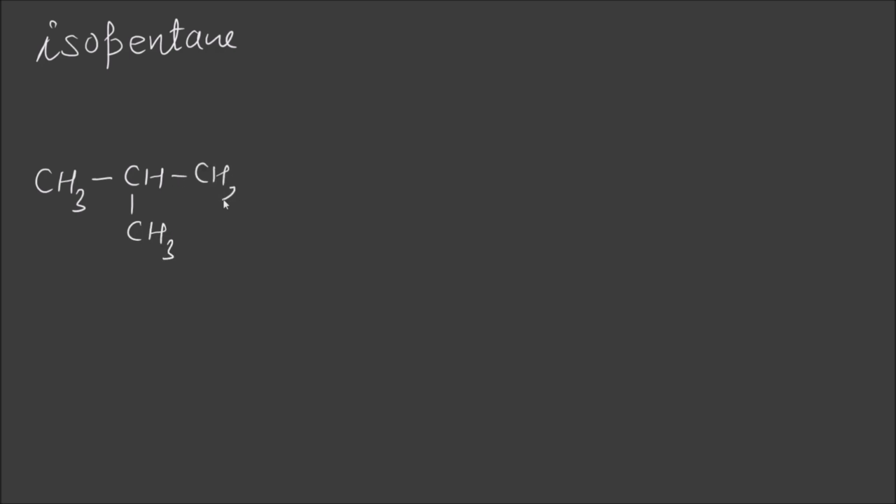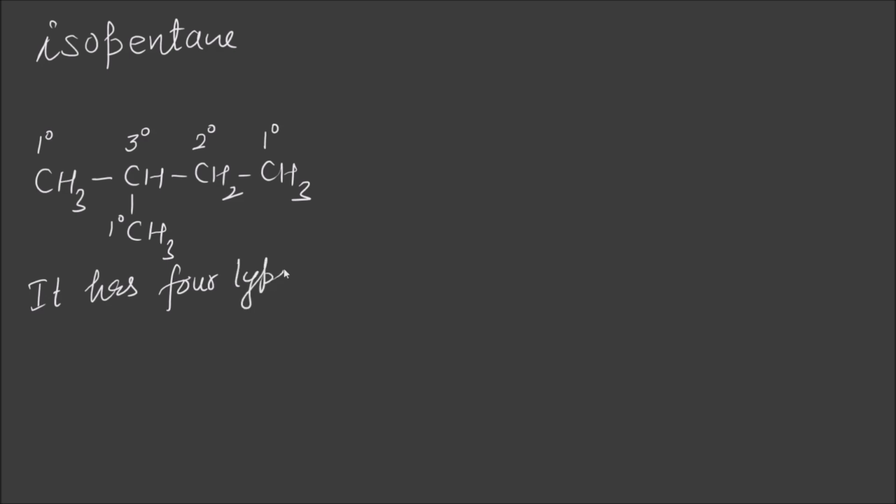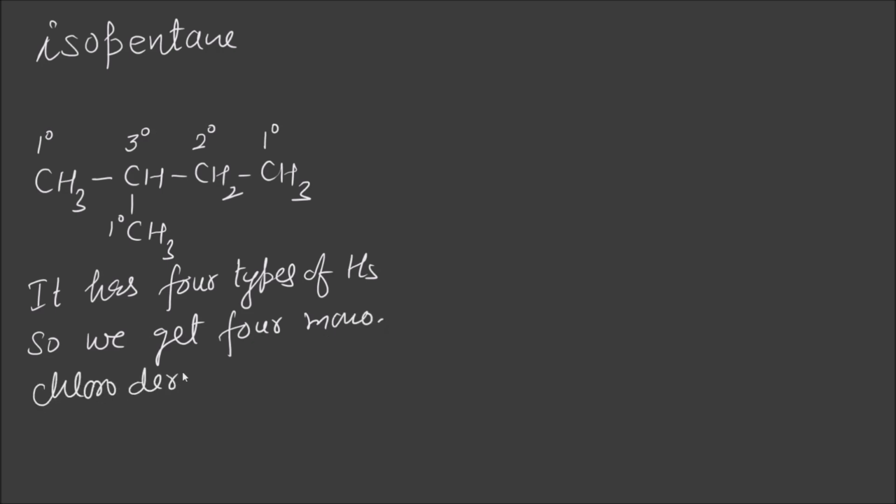So tell me, the first one is primary, the second one is secondary, the third one is tertiary, and this is also primary. So tell me how many types of hydrogens are present. It has 4 types of hydrogens. So we get 4 monochloro derivatives from this isopentane.